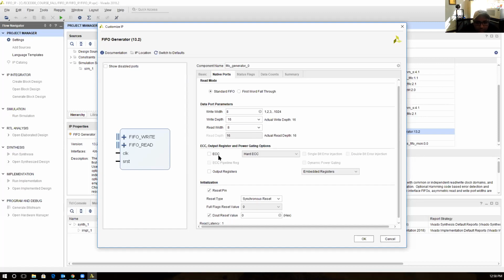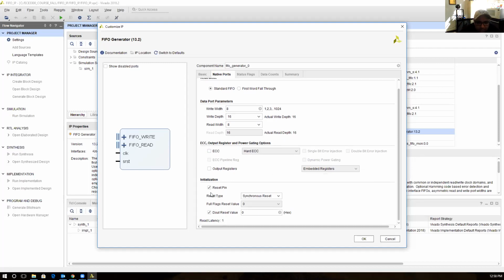There is no problem. Do we need any kind of error correcting? I don't think we need it. It's very pricey in terms of resources. Then do you need a reset? Of course, I need reset. Do you want it to be synchronized reset or asynchronized reset? Somebody tell me, what is the difference?